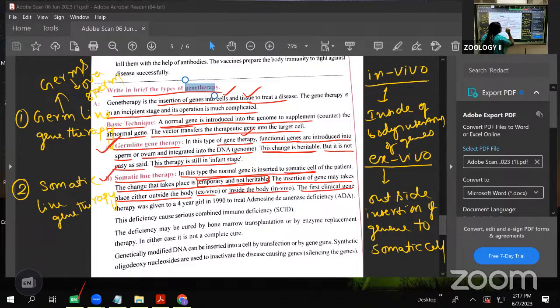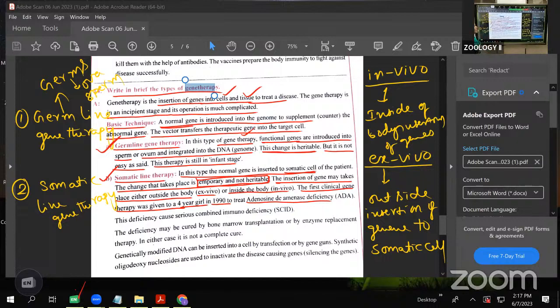The first clinical gene therapy was given to a 4-year-old girl. After the experiments, the first gene therapy was given to a 4-year-old girl in 1990, treating the disease called adenosine deaminase deficiency, ADA. For the treatment purpose, they used this type of gene therapy. Which gene therapy? Somatic line gene therapy.